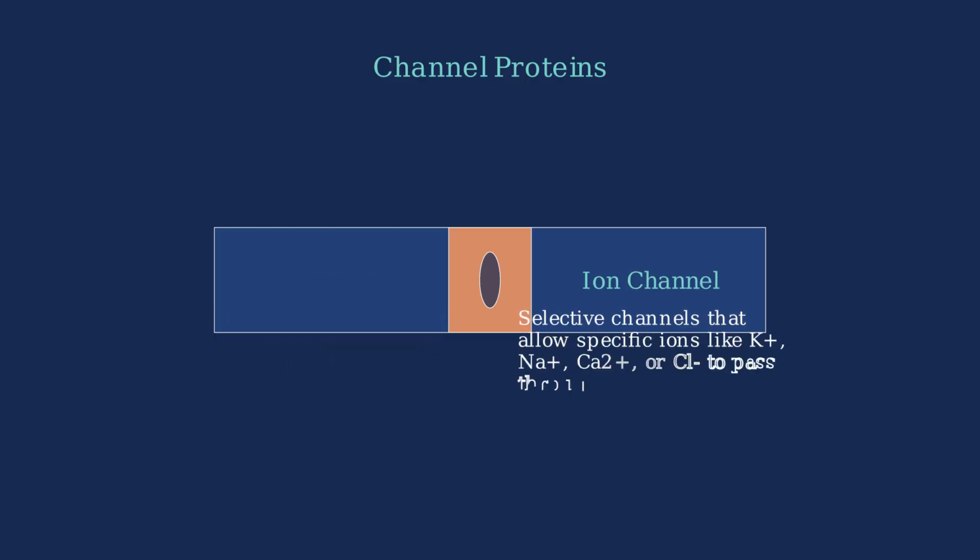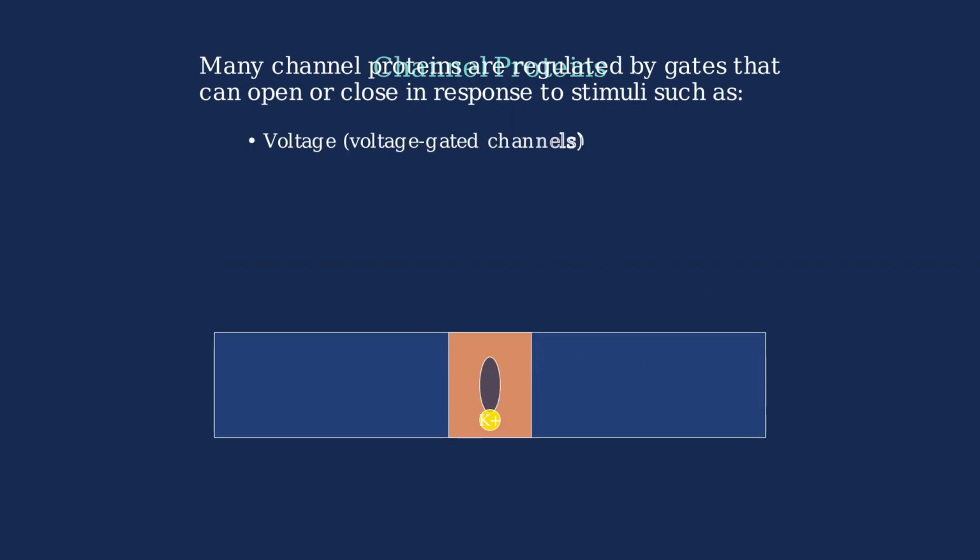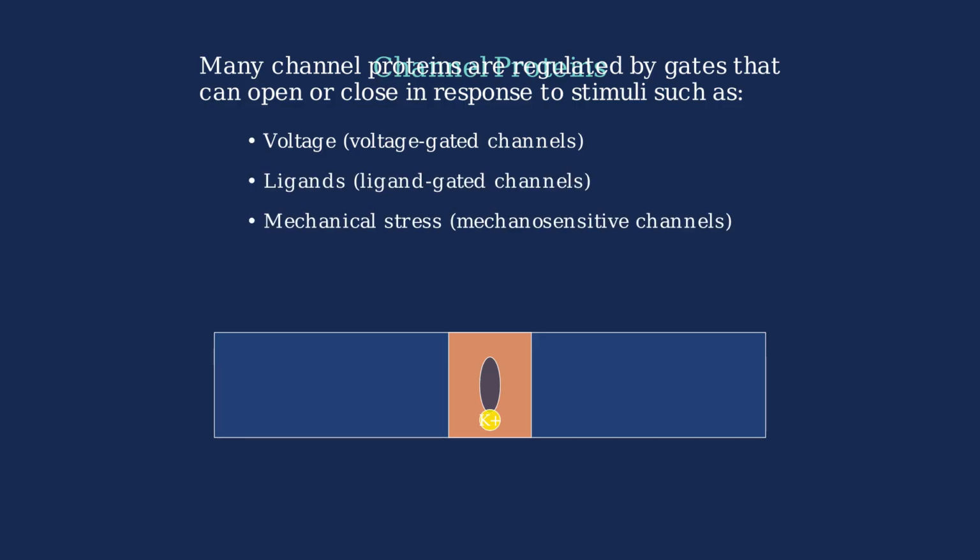Ion channels are another important type of channel protein that allows specific ions to pass through the membrane. These channels are highly selective for specific ions such as potassium, sodium, calcium, or chloride. For example, a potassium channel allows potassium ions to pass while blocking other ions. It's important to note that many channel proteins are not always open. They can be regulated by gates that respond to different stimuli.